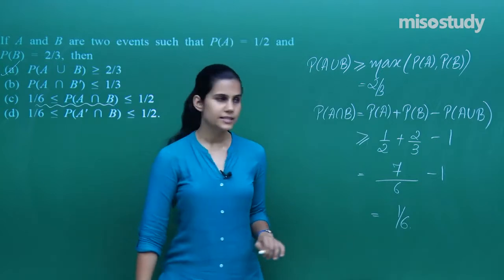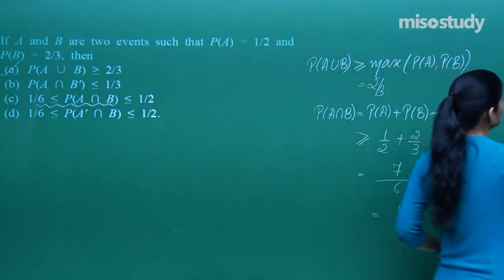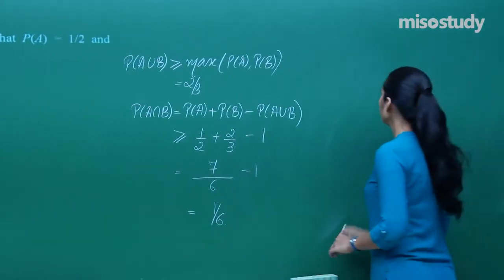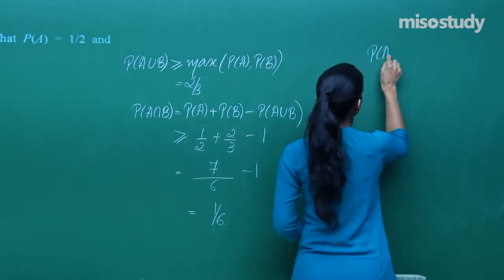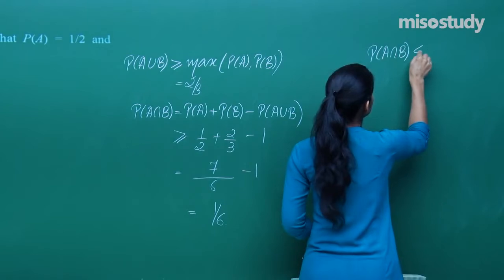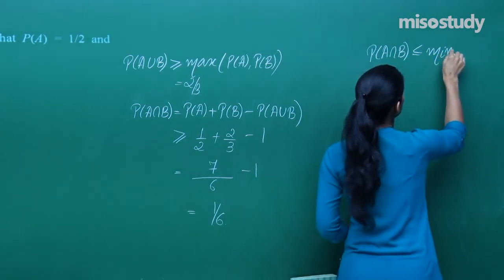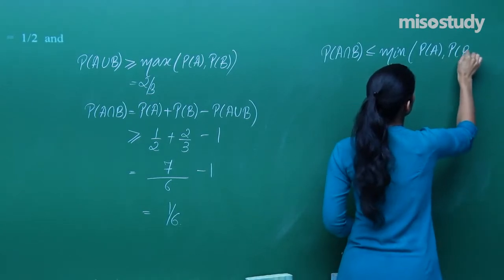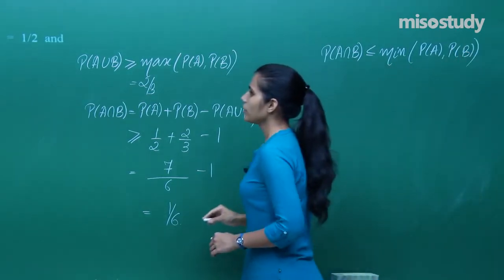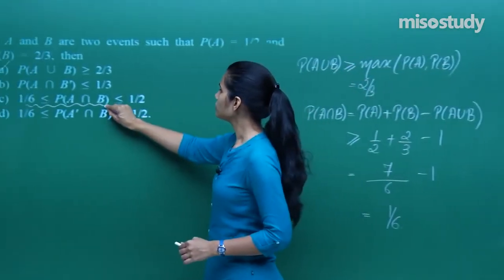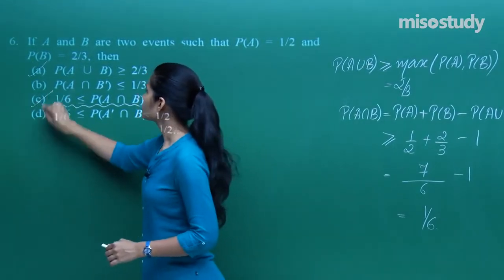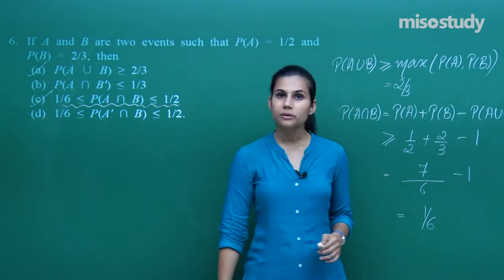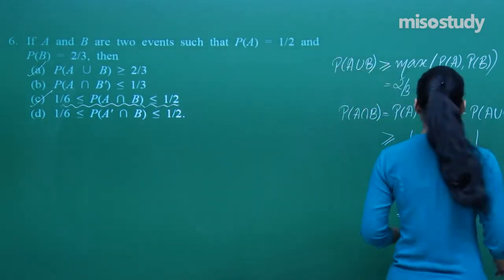What about it being less than or equal to? For this, we should be aware of this relationship between A intersection B, A and B, that probability of A intersection B is less than or equal to minimum of probability of A, probability of B. Minimum of them is 1 by 2, so yes, it is less than equal to 1 by 2, so this is also correct.